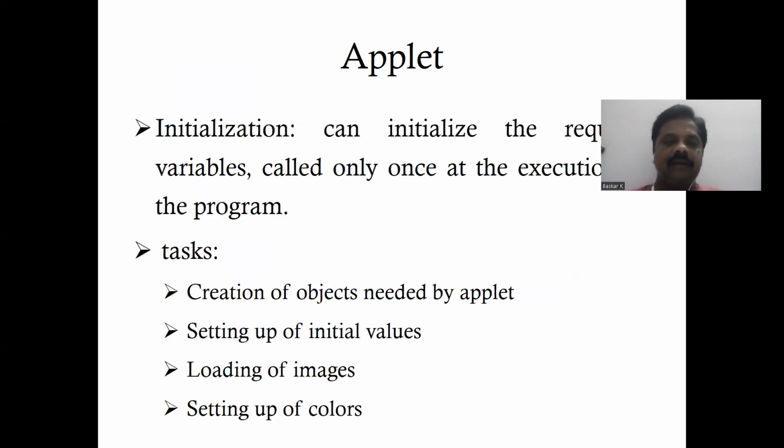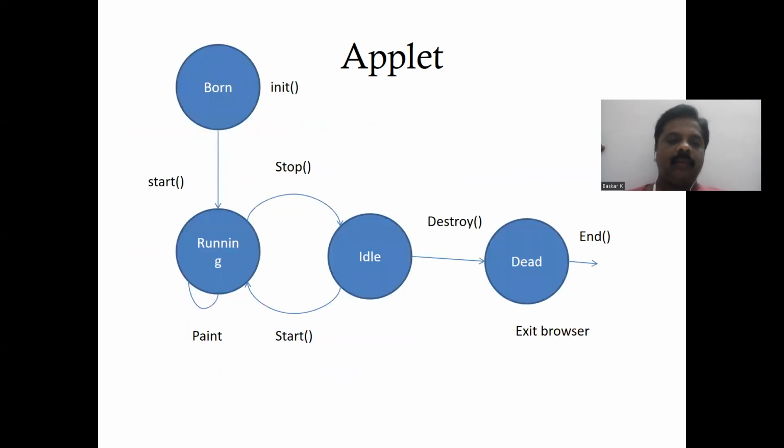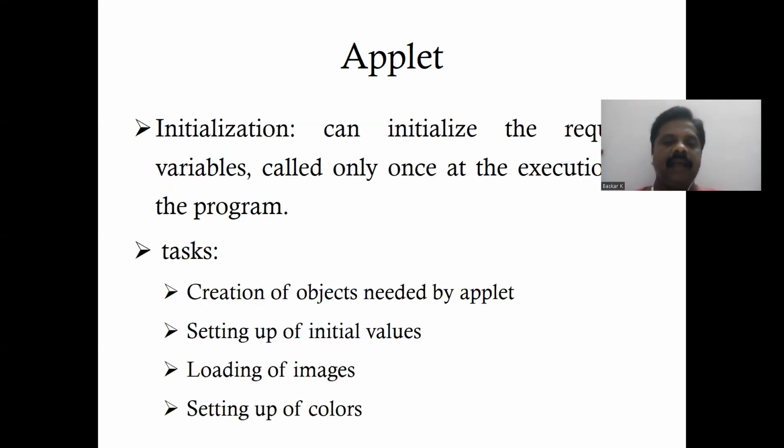So this is the life cycle of applet. Next, initialization. In the above diagram, the first one is initialization. We can initialize the required variables only once at the execution of the program. There are some tasks in initialization: creation of objects needed by the applet, setting up of initial values, loading of images, and setting up of colors. So these are all the tasks of applet initialization.